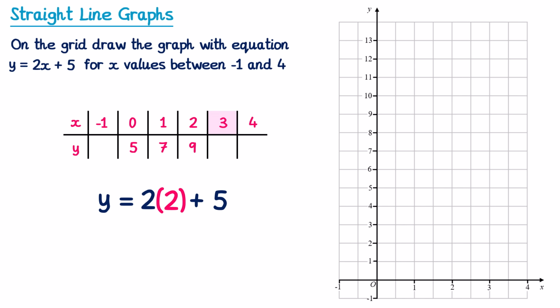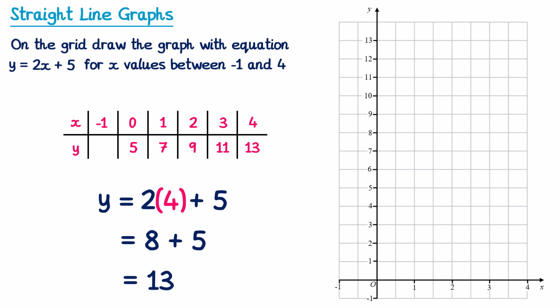Then let's do when x is 3. So 2 lots of 3 plus 5. 2 3s are 6. So 6 plus 5, which is 11. So when x is 3, y is 11. And we'll do when x is 4, so 2 lots of 4 plus 5. 2 4s are 8, so it's 8 plus 5, which is 13. So if x is 4, y will be 13.